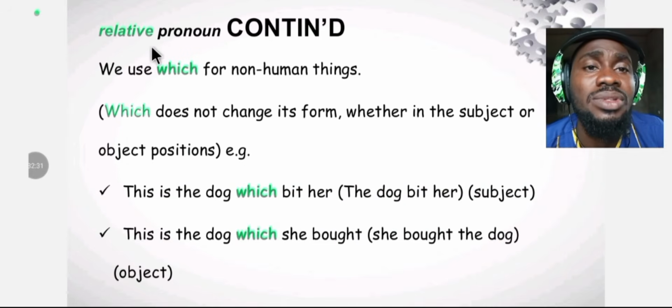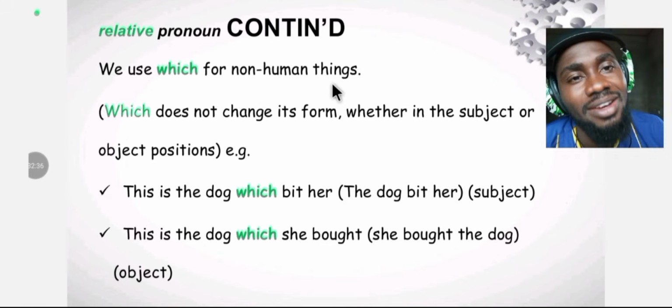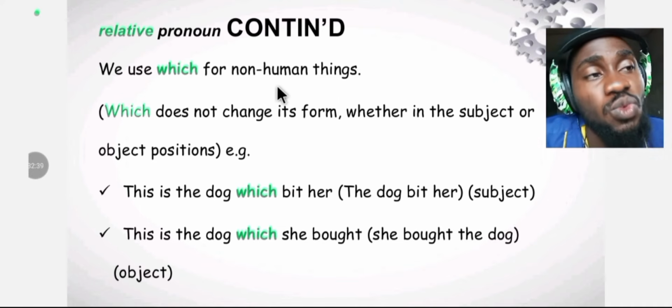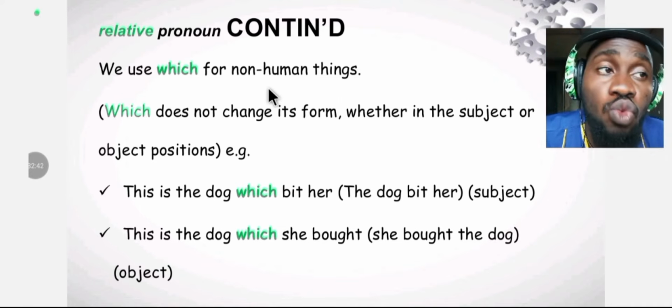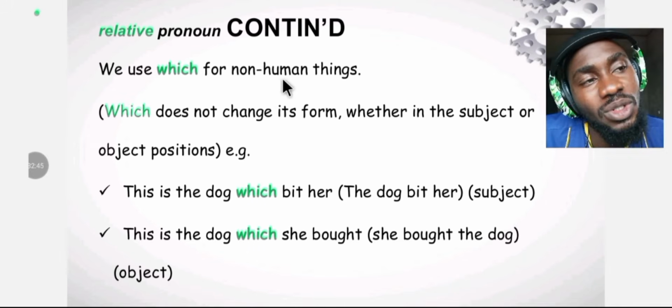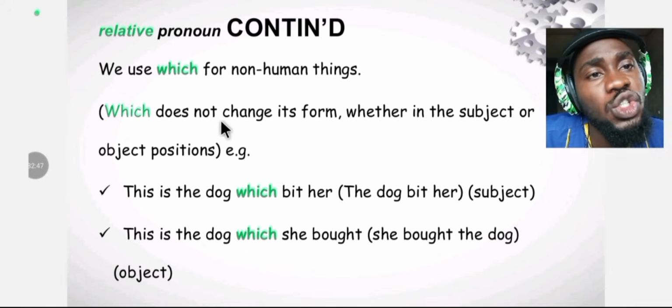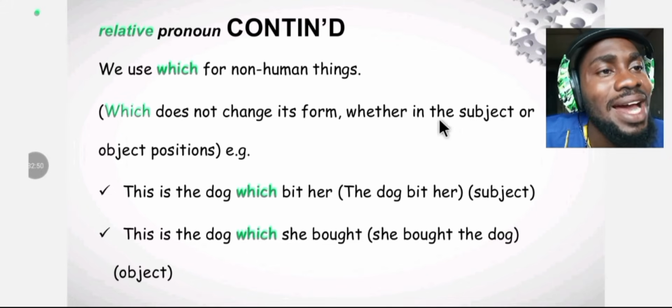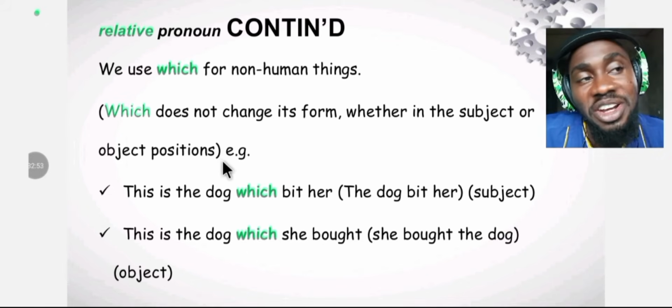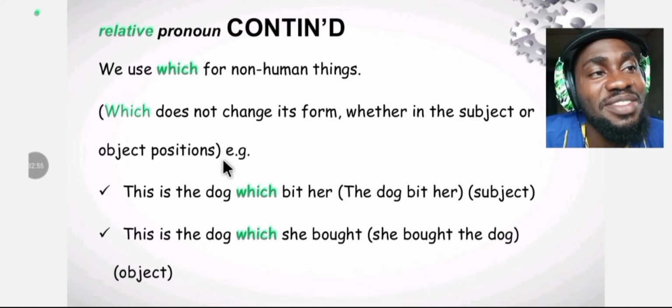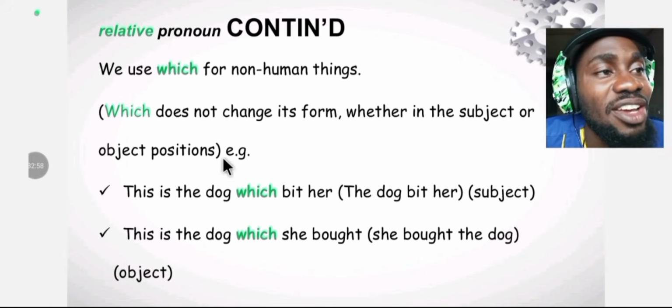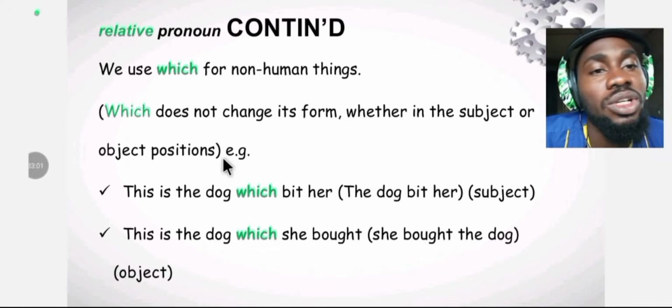Still under relative pronouns, we use which for non-living things. Take notes. We use who for living things, we use whom for living things, but which for non-living things. Which does not change its form, whether in the subject or object position. So which does not really have any specific law. It does not change its form. You can use it anyhow in the subject or the object position.